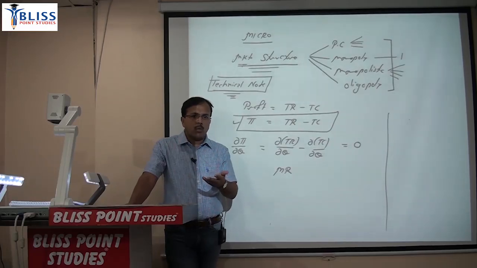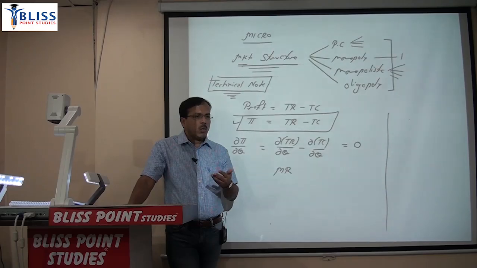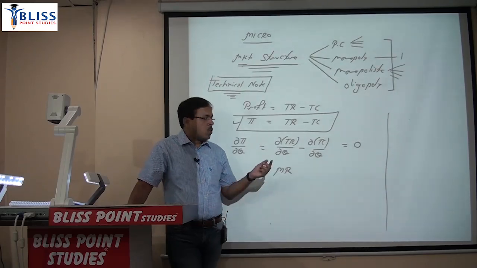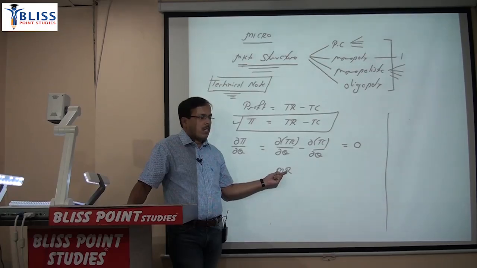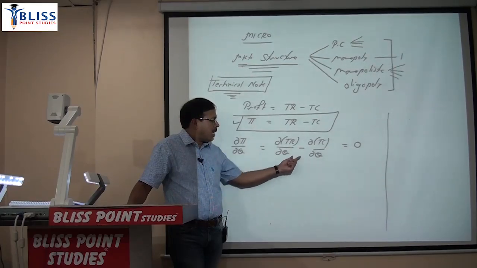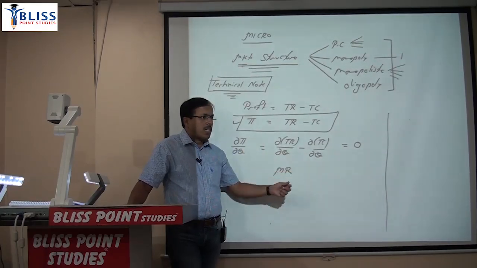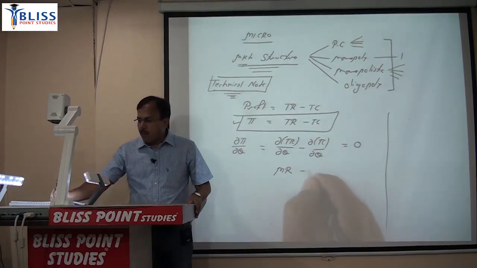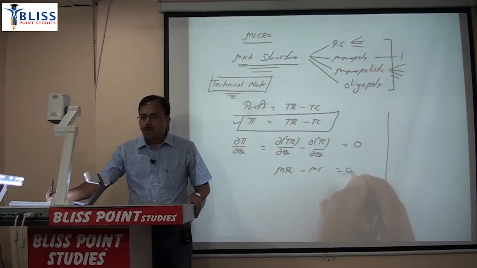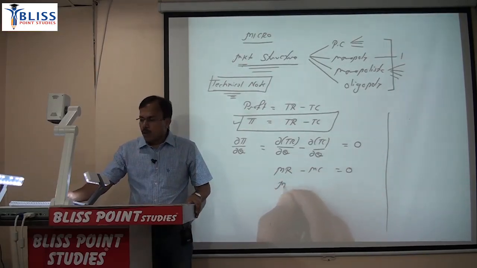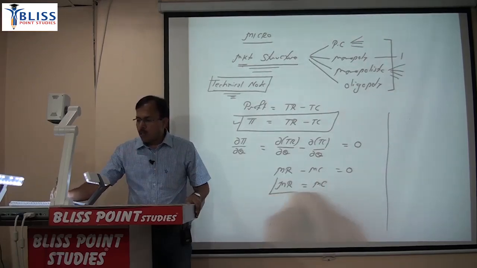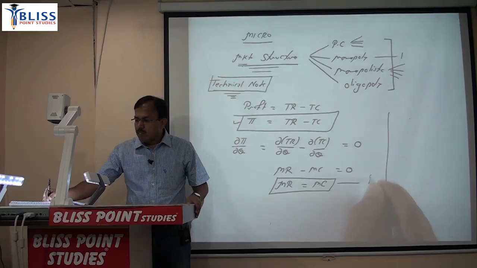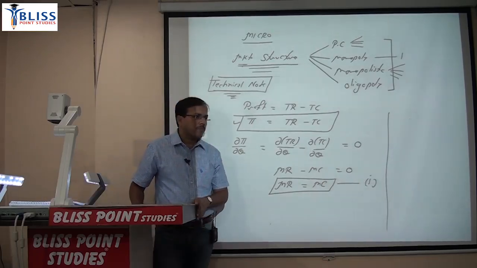Change in total revenue due to change in additional quantity. What is marginal cost? Change in total cost due to additional quantity. So by differentiating that total you get what? Marginal. So this derivative is marginal revenue and this derivative is marginal cost. So MR minus MC equal to 0. So marginal revenue must be equal to marginal cost. This is your first condition for profit maximization.